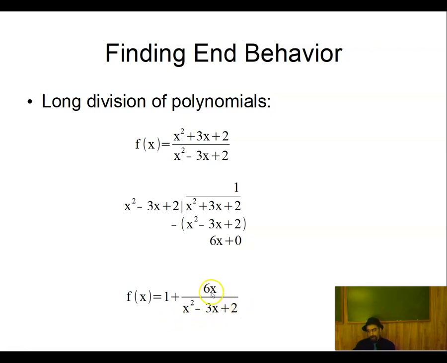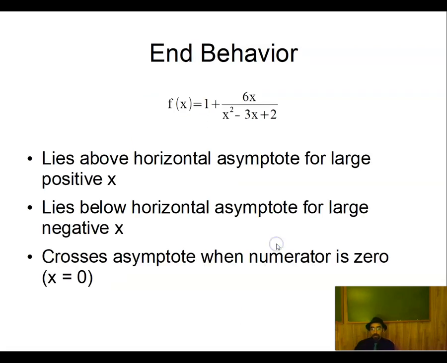And pretty clearly, if x is, say, around 1 million, then this numerator will be like 6 million-ish. This denominator will be like 1 trillion-ish. So pretty clearly, this f of x is going to go to 1. And if x is like negative 1 million, then we've got negative millions in the numerator, trillions in the denominator, still going to 1. So we've got this horizontal asymptote, and the function approaches that asymptote at both ends.